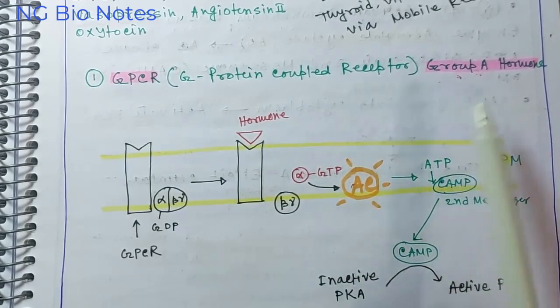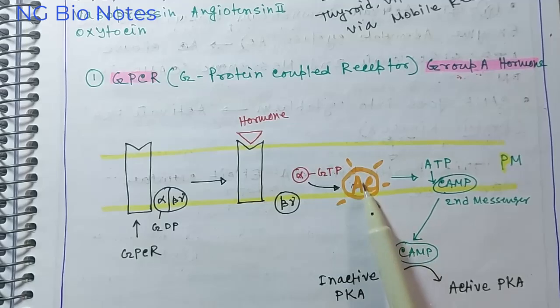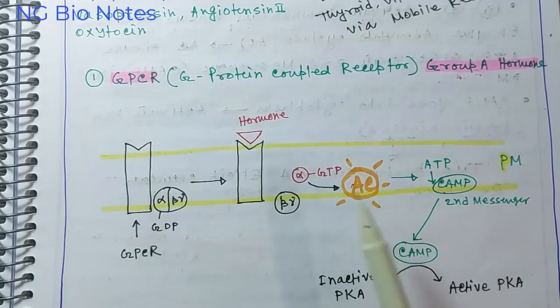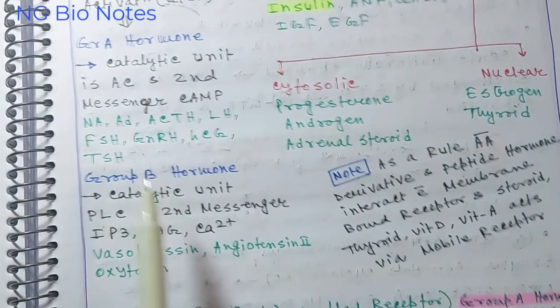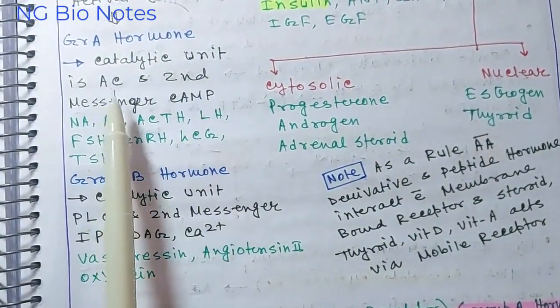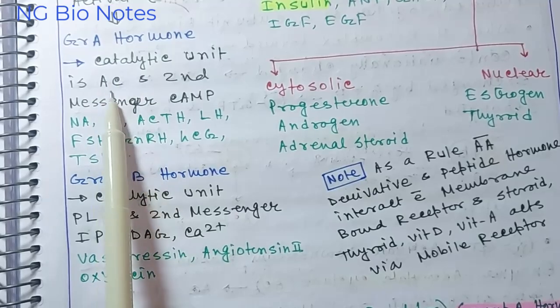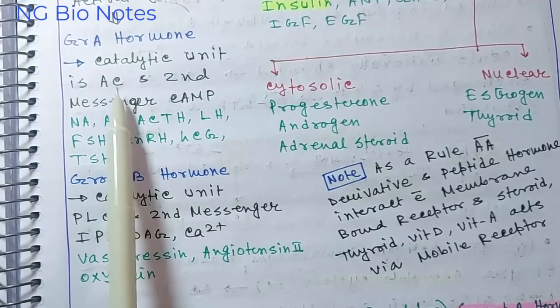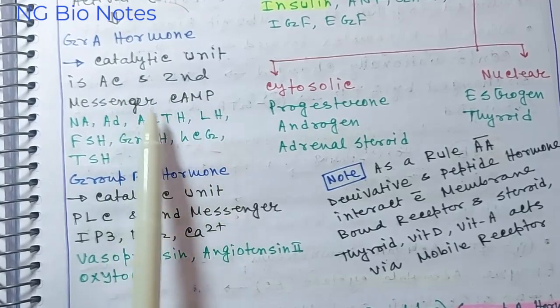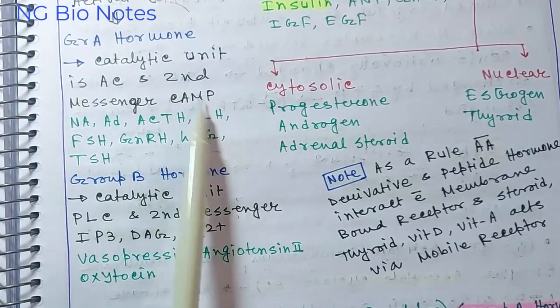In case of group A hormone, this G protein activates adenylyl cyclase, but in case of group B hormone, the active G protein activates phospholipase C, right? So the G protein coupled receptor will be activated by two types of hormone: group A hormone and group B hormone. In group A hormone, the catalytic unit is adenylyl cyclase. That means G protein activates this adenylyl cyclase, and the second messenger generated by adenylyl cyclase in this case is cyclic AMP.